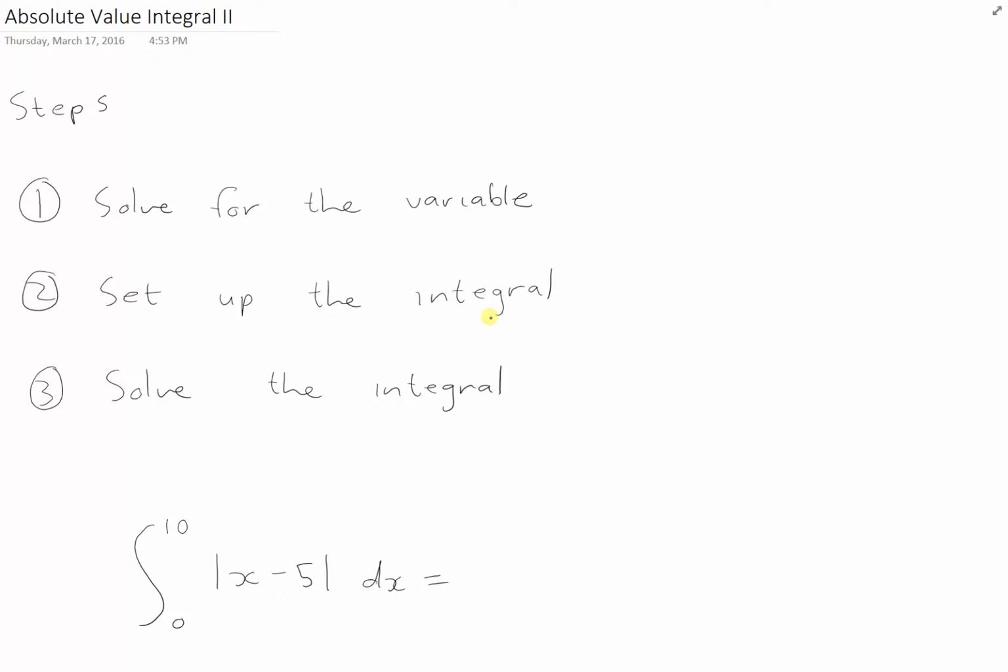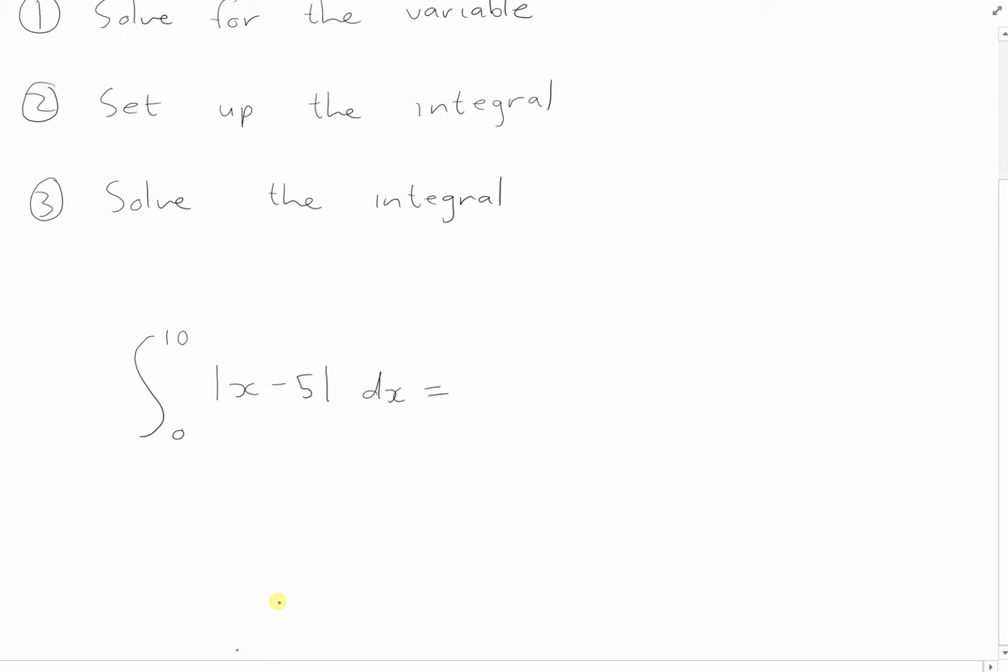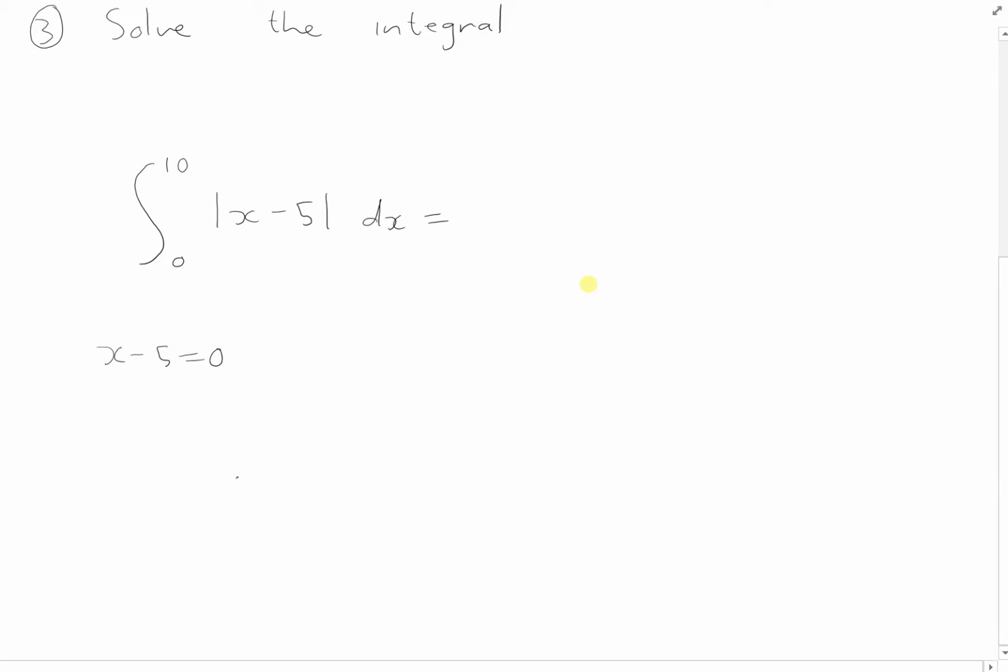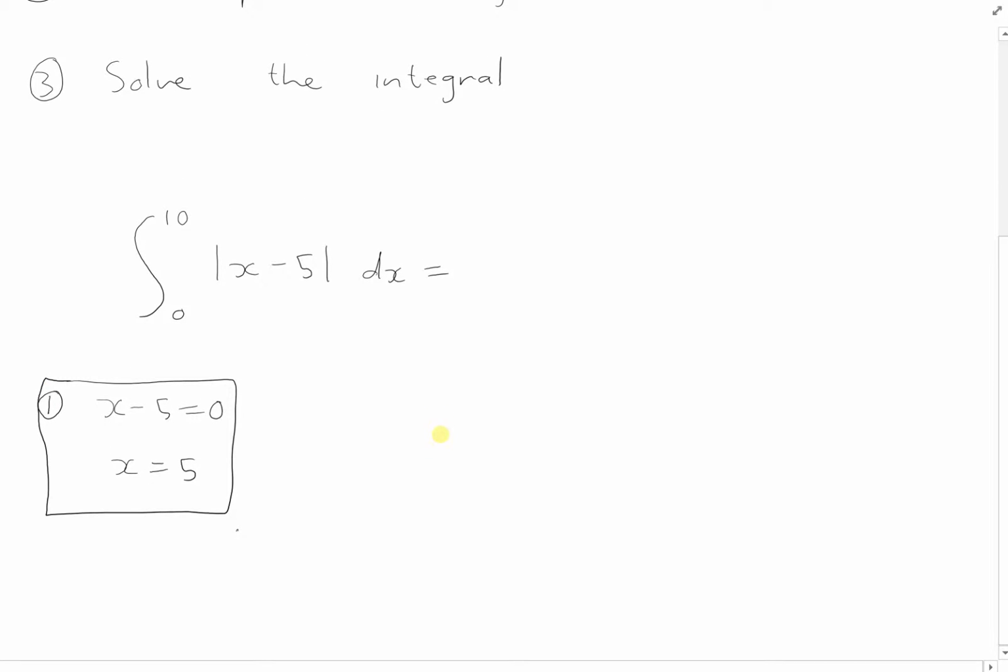So first things first, we want to solve for x. I've got x minus 5 is equal to 0. So we're going to set it equal to 0, okay? And x minus 5 equal to 0 is simply x equals 5. So that's step 1. Just put a 1 over there. I've solved for x.